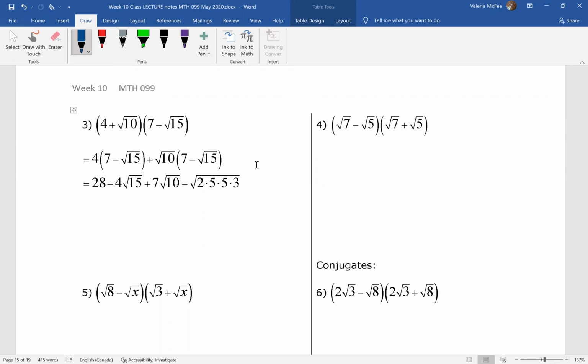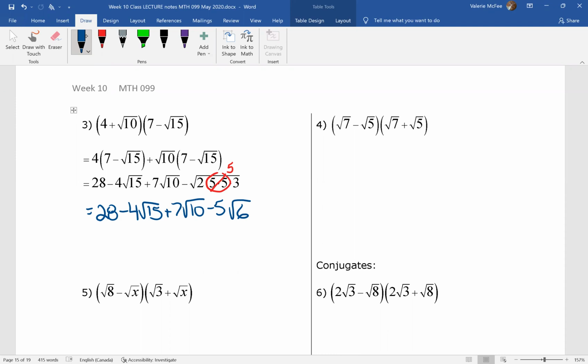But I noticed when I was multiplying root 10 by root 15 that there would be a common factor of 5. In fact, we see it here. We can take out that 5. So our final answer, 28 minus 4 root 15 plus 7 root 10 minus 5 root 6. We don't have like radicals here. We can see that we're finished.